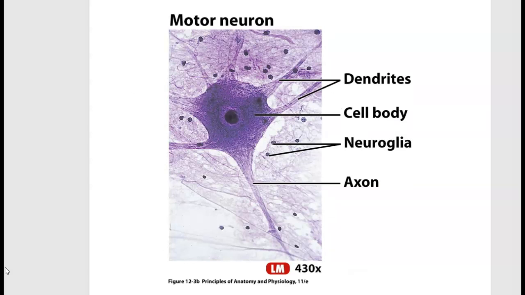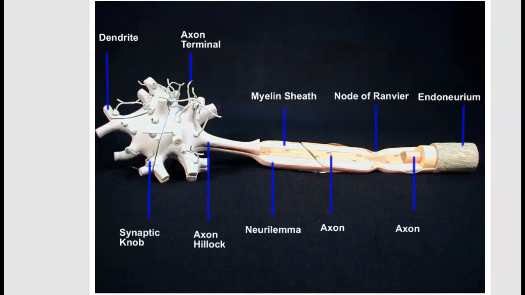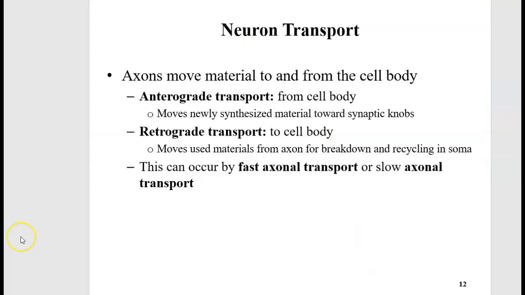So here's a picture of a neuron. Remember, neurons have dendrites that carry the signal into the cell body, which has the nucleus, and then also axons that carry the information away from the cell body. There's also neuroglia or glial cells, which are the supporting and protective cells for neurons. This was the neuron we looked at in lab.